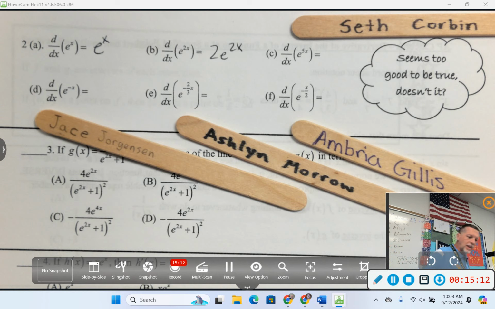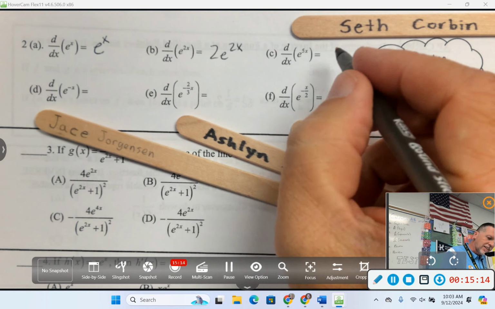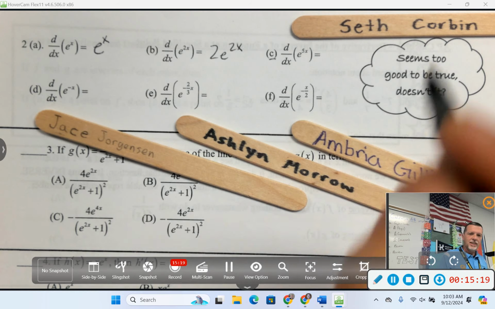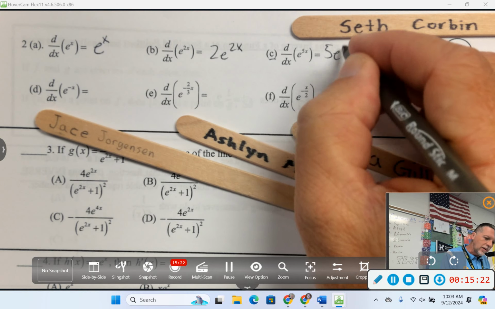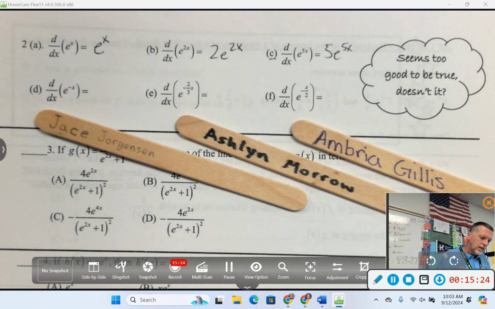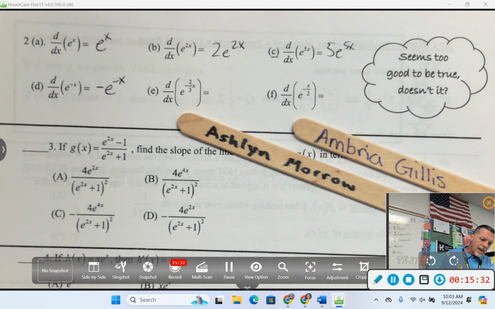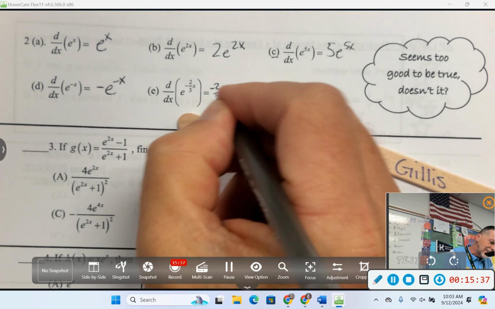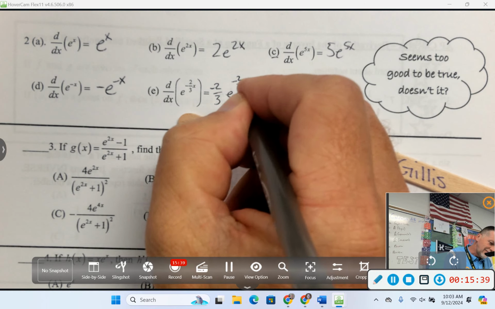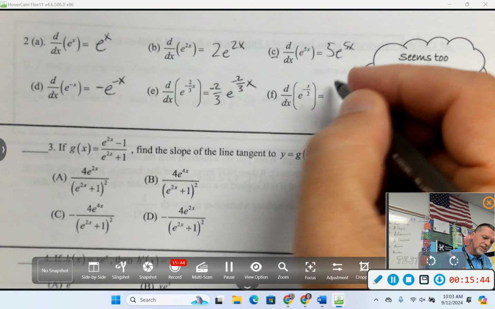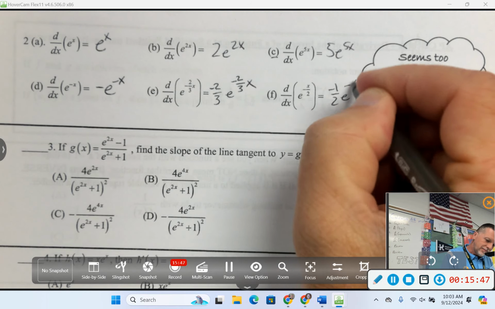So Seth, how about e? What's the derivative of e to the 5x? 5e to the 5x. Yep. Jace, how about the derivative of e to the negative x? Negative e to the negative x. Ashlyn, e to the negative 2/3 x? Yep. And Ambria, e to the negative x over 2? Yep.